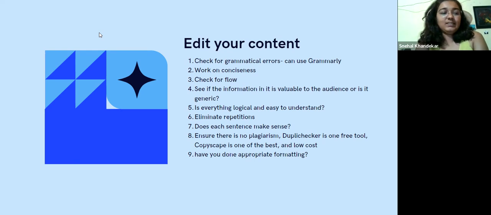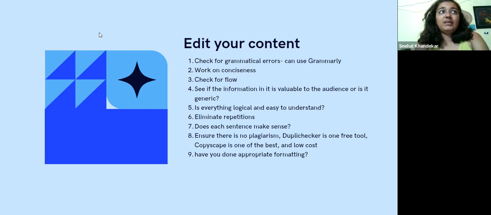Secondly, work on conciseness. I think we've already talked about this a little bit, that your sentences need not be long, should not be long. Ideally, one sentence should be one line, not more than that. If required, 1.5 line. Next thing is the flow.